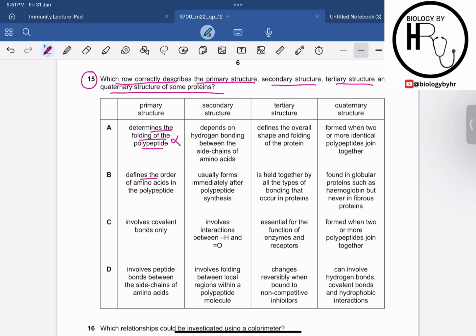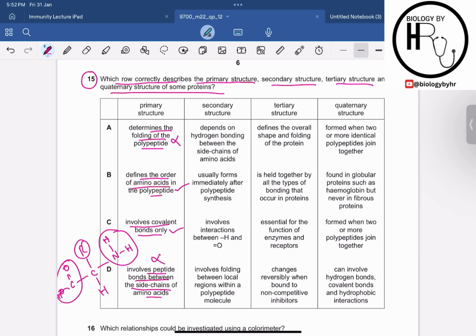Right? Defines the order of amino acids in a polypeptide chain. Absolutely correct. Involves covalent bonds only. Yes, the covalent bonds, the peptide bonds, you can say, are the covalent bonds. So yes, it is correct. Involves peptide bond between the side chains of the amino acid. No, side chains of the amino acids are the R group. Right? So they do not involve the peptide bond between the side chains. Rather, the peptide bond is formed between the amine group and the carboxyl group of the amino acid. Right? So this statement is also incorrect over here.